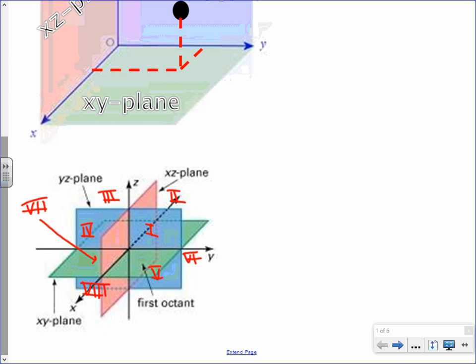I'm going to do it one more time. Okay, so above the XY plane where Z is positive, 1, back 2, 3, up 4, and then just below, 5, back 6, 7, up 8.